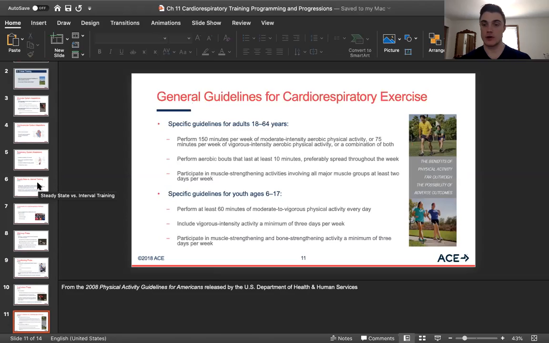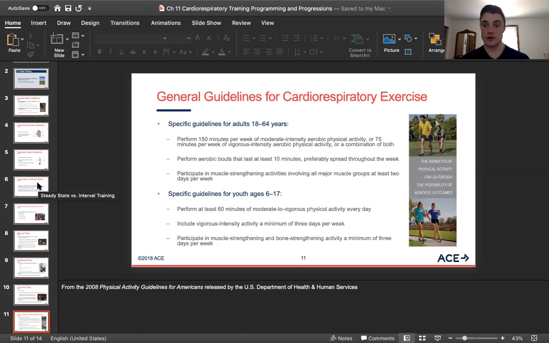So general guidelines for cardiorespiratory exercise, as ACE sees it, this is probably going to be an important piece to learn here. But for anyone from 18 to 64 years old, the recommendation is 150 minutes per week of moderate intensity aerobic physical activity, or 75 minutes per week of vigorous intensity aerobic physical activity. So definitely the 150 and the 75, 150 minutes of moderate and then 75 minutes of vigorous. That's something that is probably going to be touched on the exam.